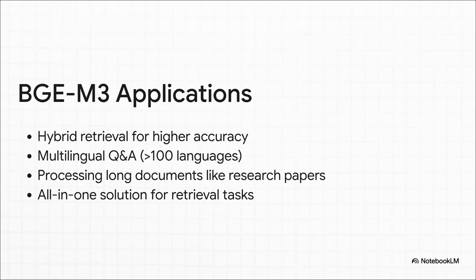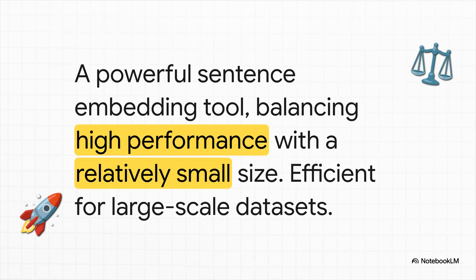So, what does this actually mean for you? It means you can build some unbelievably robust systems. You could spin up a Q&A bot that works in over 100 languages. You can literally feed it an entire book, and it'll find exactly what you need. It's the model you reach for when your problem is complex, and you just need one tool to do it all. Okay, our second all-rounder is Mxbai-embed-large.